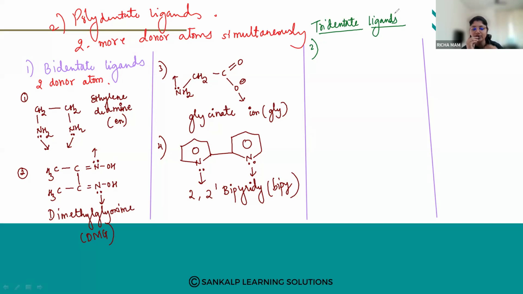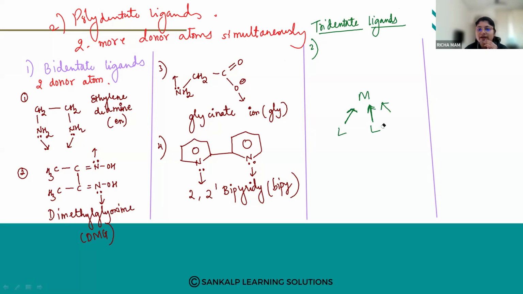Okay, they have three donor atoms and they form three coordinate bonds with the central metal ion. This is called a tridentate ligand. So the metal is there, and from the same ligand you have three donor atoms. So what type of bond will they form? They will form a coordinate bond between these.